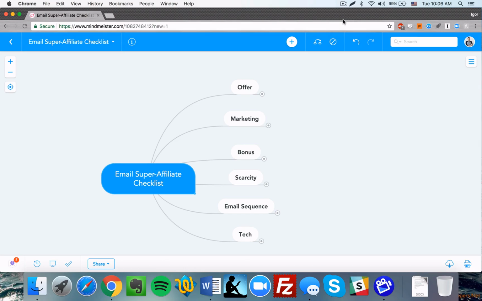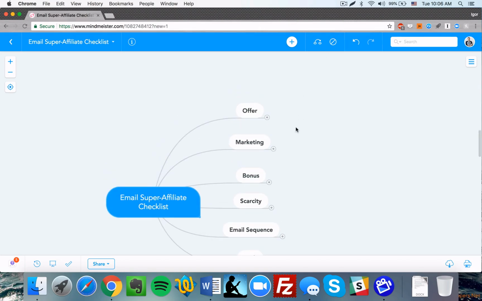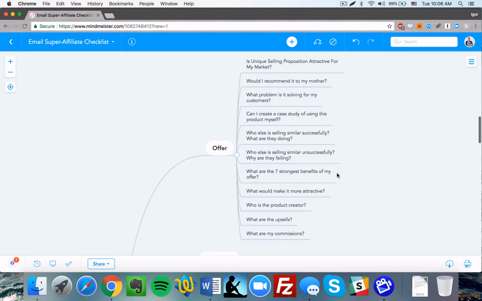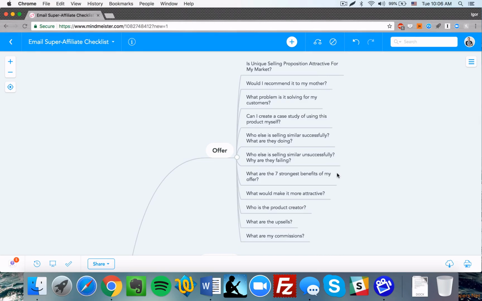The first component is your offer. So let's go ahead and open this up real quick. Now, I've designed this particular part of the checklist in terms of questions, because this is mostly about your ability to recognize a good offer when you see one, and your ability to come up with the necessary marketing material, the marketing fodder, if you will, to actually promote it to your list. The first question to ask is: is my unique selling proposition attractive for my market?